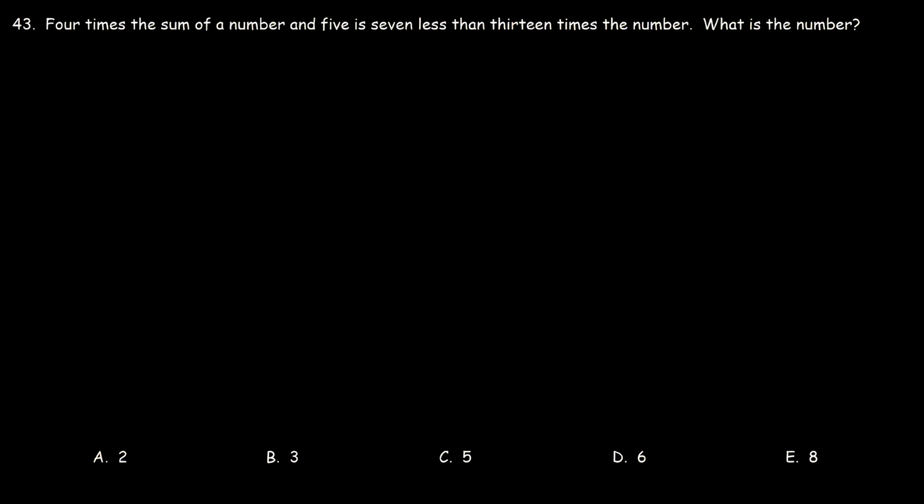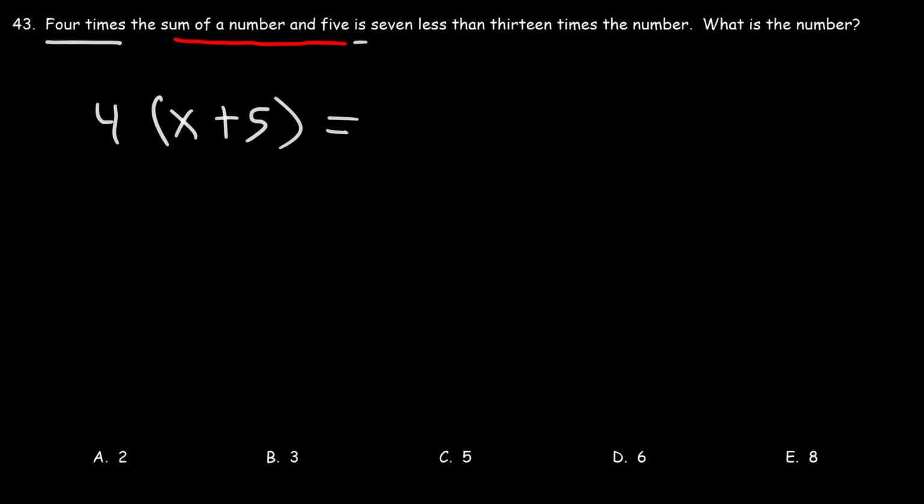Number 43. 4 times the sum of a number and 5 is 7 less than 13 times the number. What is the number? So in this problem, we need to convert the sentence into an equation. So first, let's focus on the expression, the sum of a number and 5. The number, which we currently don't know its value, we're going to call that x. So the sum of that number and 5 is x plus 5. And then we have 4 times the sum. So this is going to be 4 times x plus 5.